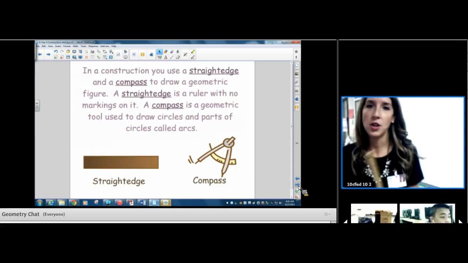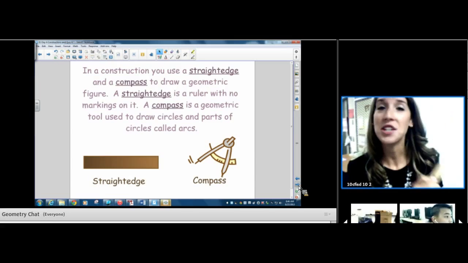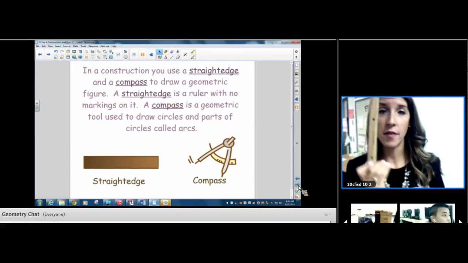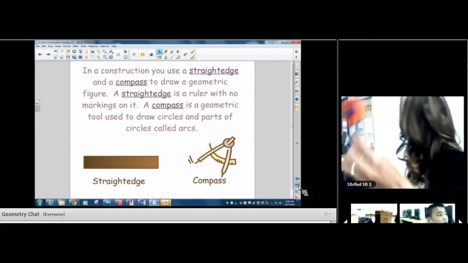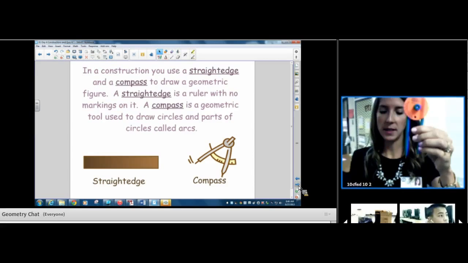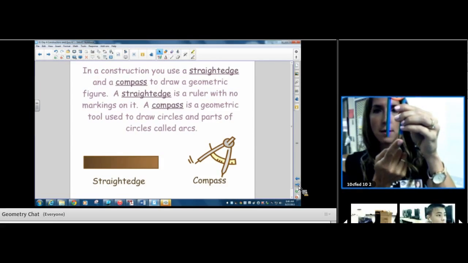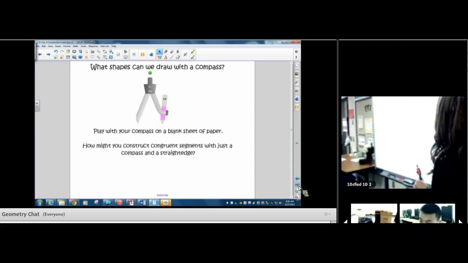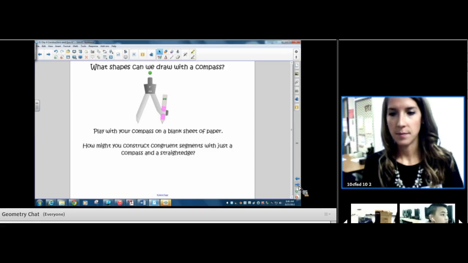Like I said, in constructions, we use something called a straight edge. I'm going to call this a straight edge and not a ruler because you are not allowed to use the markings on the straight edge to do constructions. And then this is called a compass, of course. A compass will have a point, and it'll have something to write with, something to mark with, like a pencil on one side. Okay? What shapes can we draw with a compass?